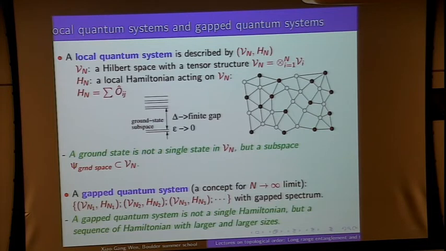There's another thing. As the sequence goes to infinity, the spectrum looks like this, where the energy gap remains finite as n goes to infinity, but this splitting may go to 0 as n goes to infinity. That's the situation we're considering. The typical gapped system has this kind of energy spectrum, so even ground state becomes a tricky concept. Actually it should be called a ground space. These two states span a subspace, which we call the ground state subspace, and that represents the low energy manifold of the system.